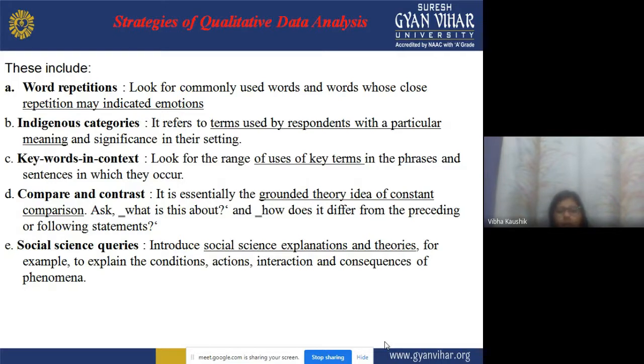Compare and contrast. It is essential, the grounded theory idea of constant comparison. Ask what this is about and how it differs from the preceding or following statements. Social science queries introduce social science explanations and theories. For example, to explain conditions, you are explaining the particular conditions, actions, interactions, and consequences of a phenomenon.